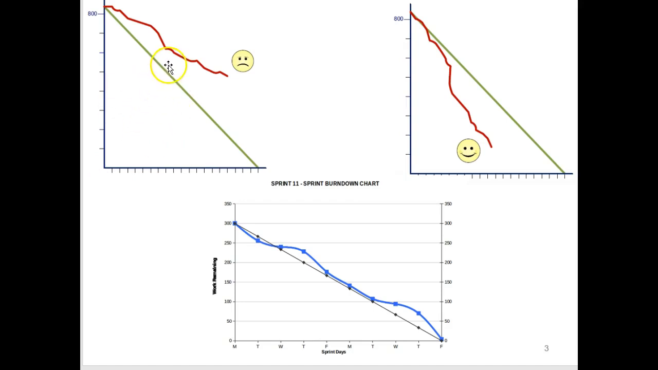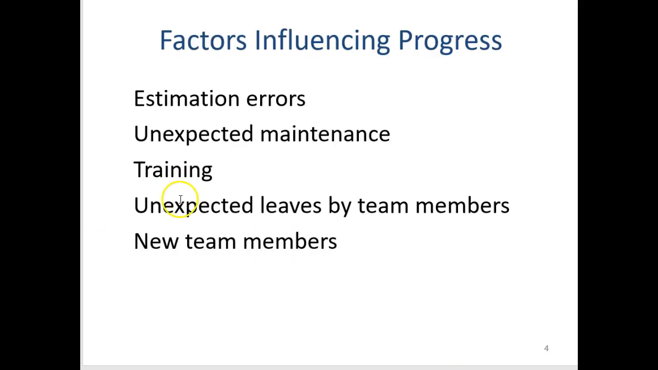This is bad because you're behind the schedule and you're getting further and further away from it. This is great. You're ahead of the schedule and you are going much faster. In reality, this is where you want to be. Ahead, behind, just around, behind. You manage to finish and your deviation from the ideal progress line is not too much. Some of the factors that may influence you getting extra work are estimation error, some unexpected maintenance, training, leaves by your team members, or new team members that make you spend time on training.